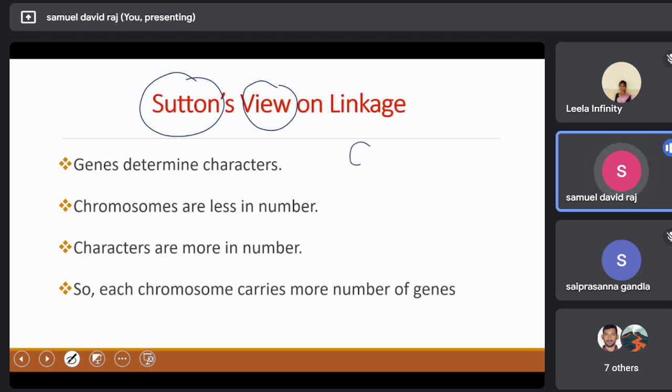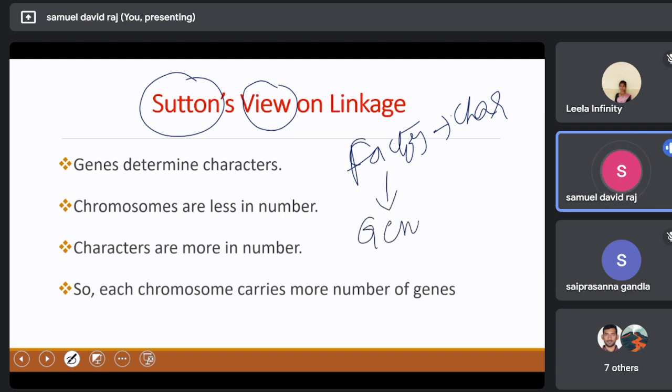Mendel said that there are factors, and factors are responsible for characters. Okay? And afterwards, we have discovered genes, and we say that factors are nothing but genes, and genes are responsible for characters. After that, we could discover how the genes are inherited from parents to offspring, no one knows.